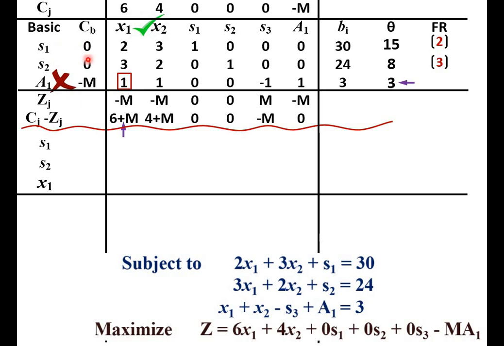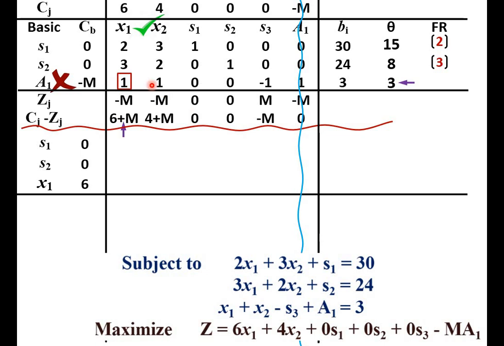So coefficient of s1 s2 as it is 0 0, but coefficient of x1 that is 6. You can see over here. Now one more thing that is very interesting. If artificial variable is considered as a leaving variable, then there will be no need to calculate the values for that a1 column.